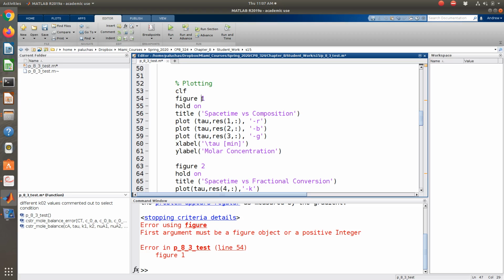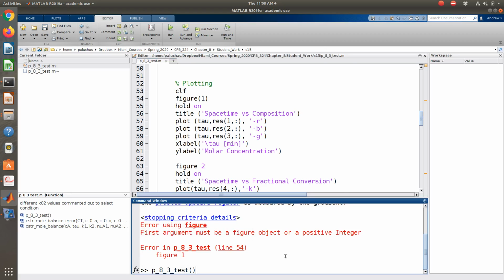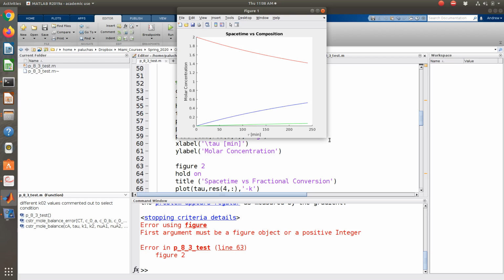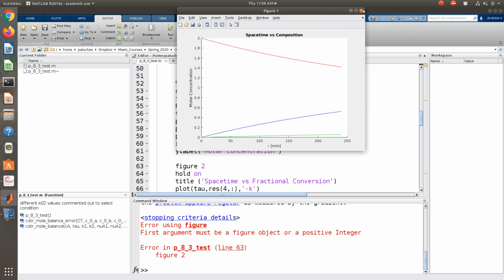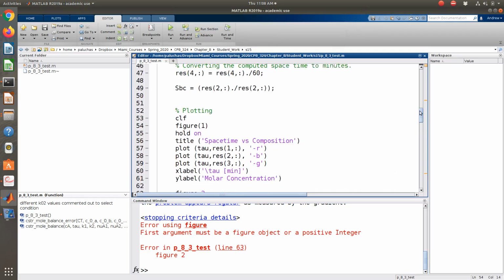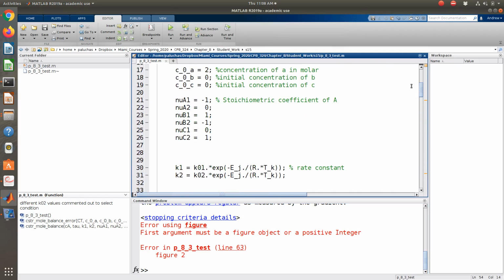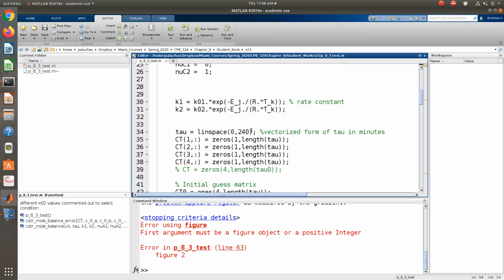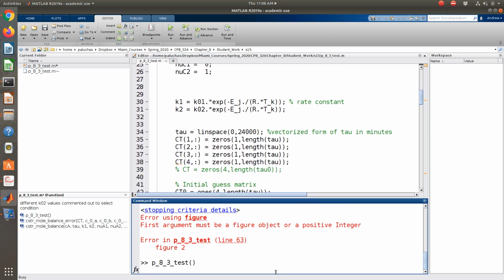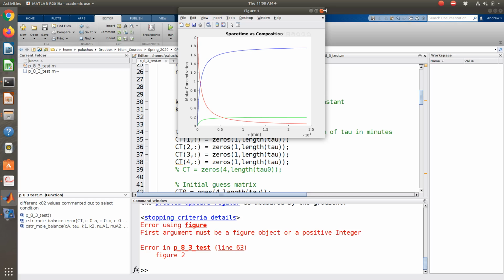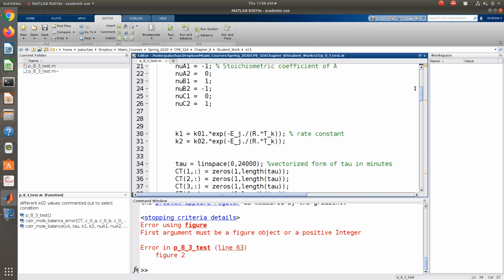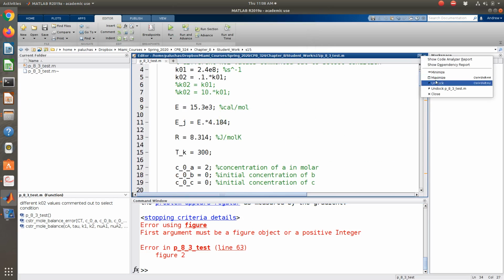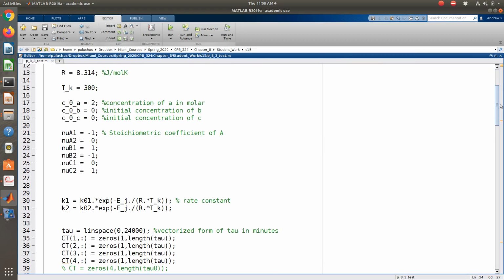Oh, so figure 1. My God, it actually works. Okay, so what this is telling me is, let's make this bigger. Yeah, holy cow, that actually works. This is quite the impressive solution.